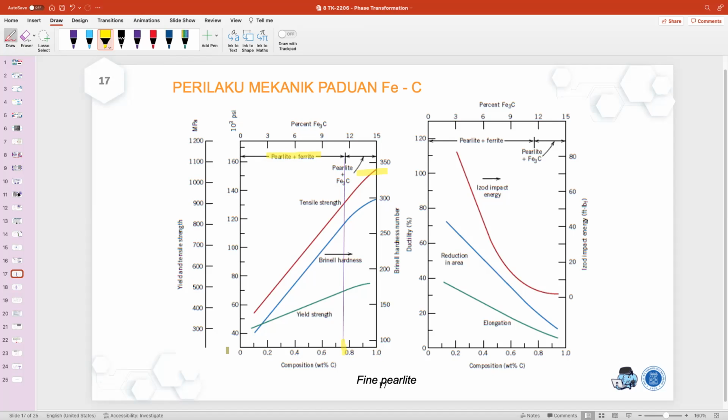Yeah, because with the increasing carbon, of course, cementite or the carbon is brittle and stronger compared to the ferrite. Okay, so if you have pearlite and ferrite, the yield strength and tensile strength range from maybe about here, around 400 megapascal, but it can increase to almost more than 1,000, yeah, almost 2.5 times if you increase the composition of carbon.